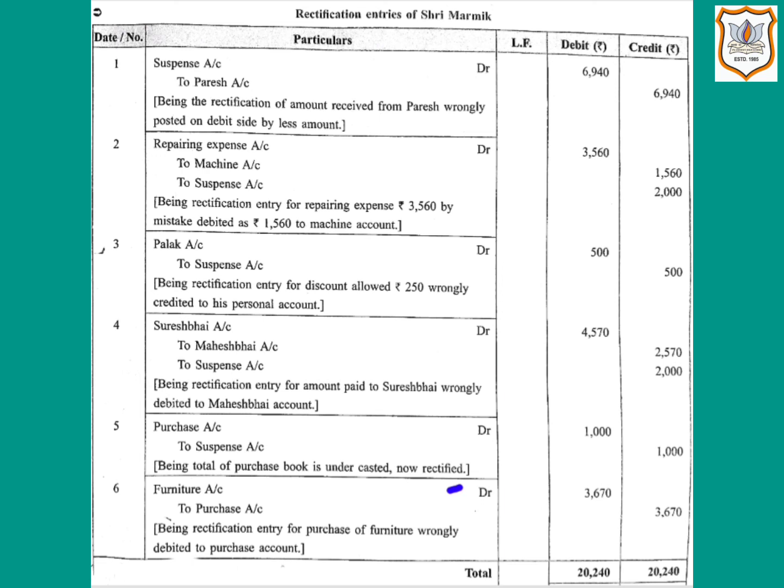And now what is the wrong entry passed here? Here purchase account debit is wrong. So this one needs to be reversed or credited in the rectification entry. So here purchase account will be credited by rupees 3,670 as per the principle, undo what is wrong. And in narration we will write being rectification entry for purchase of furniture wrongly debited to purchase account.